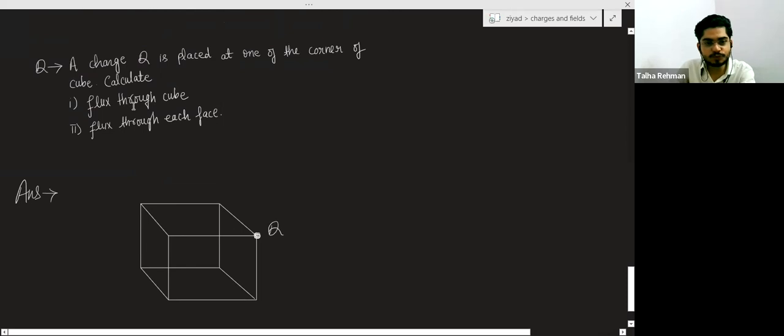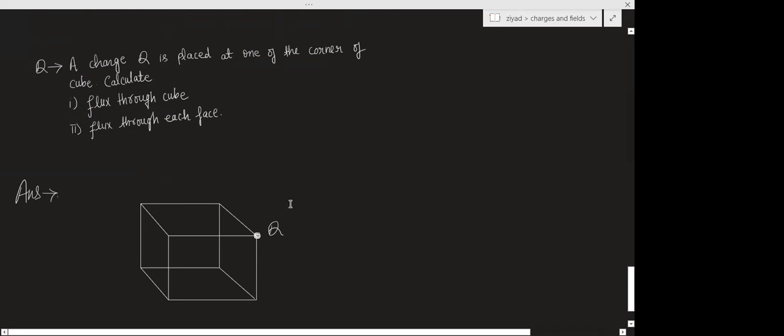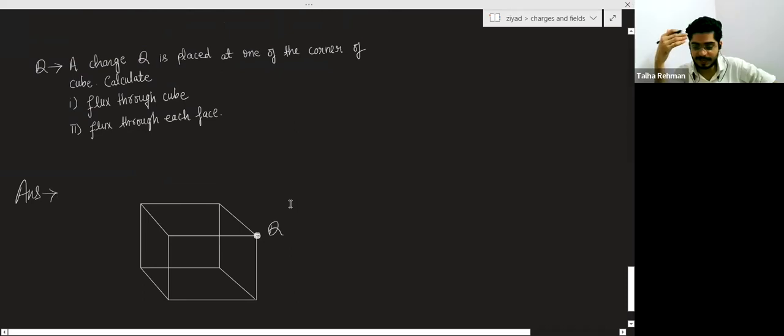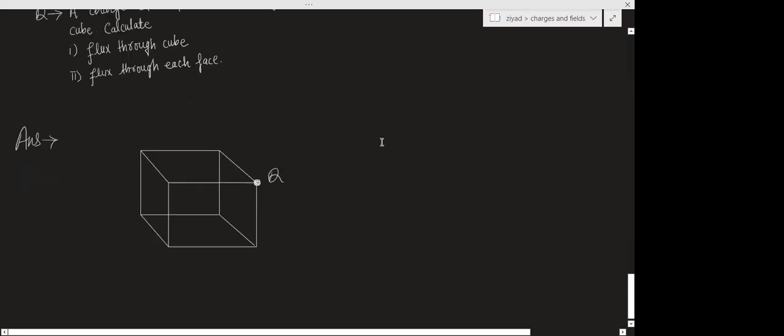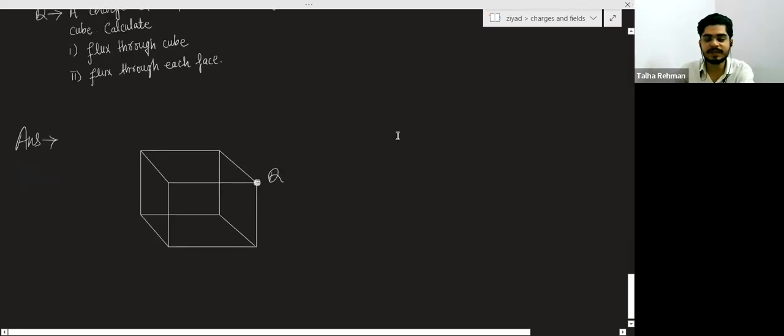Calculate flux through the cube. They are saying calculate flux through the cube, and flux through each face due to this charge. For solving these types of questions, you have to think and make the symmetrical figure. There was a chapter in physical chemistry, solid state. I think now that chapter has been removed from your syllabus.